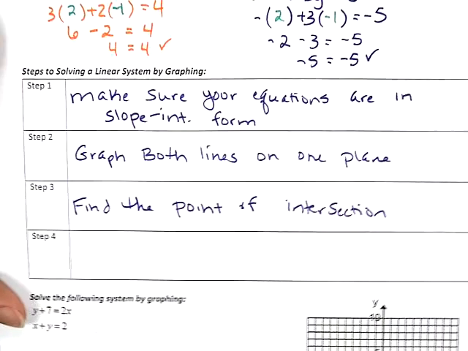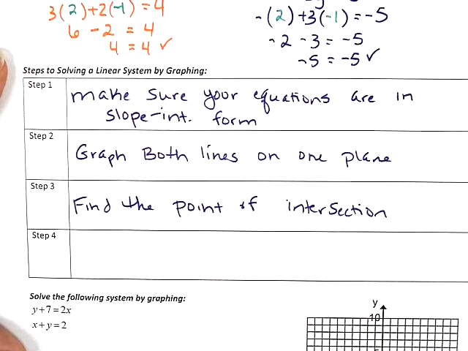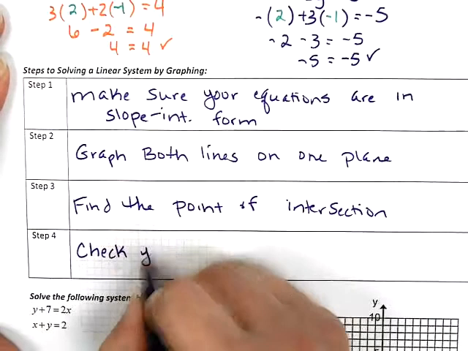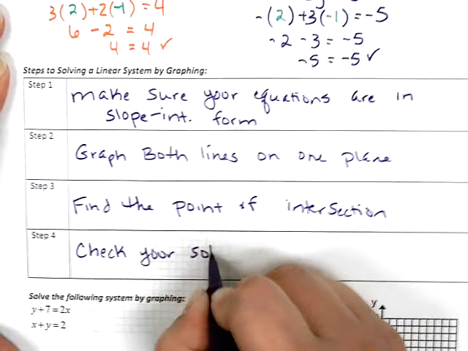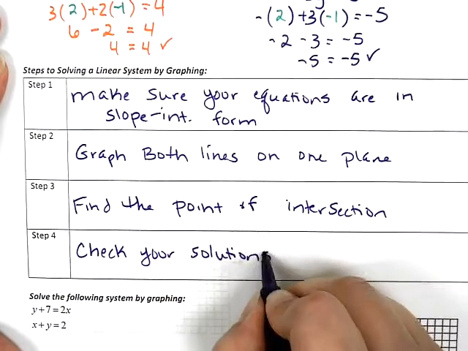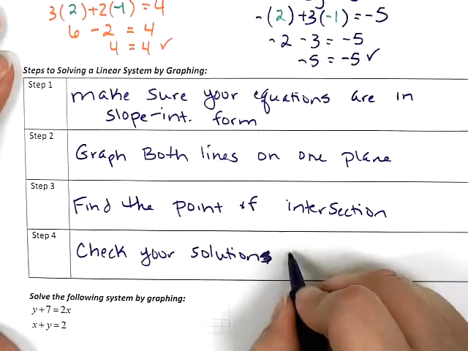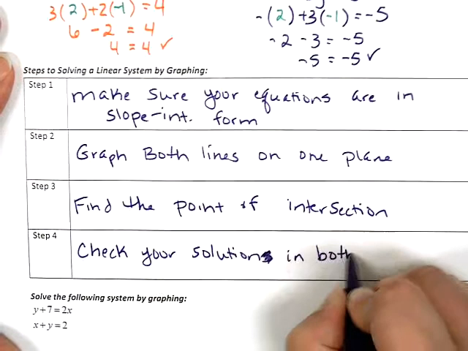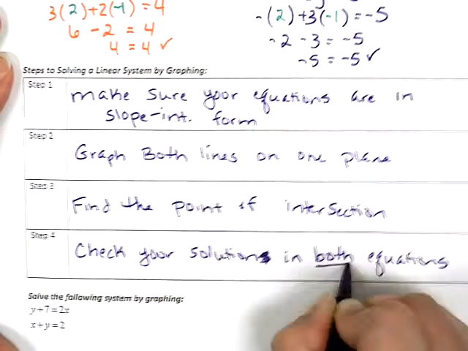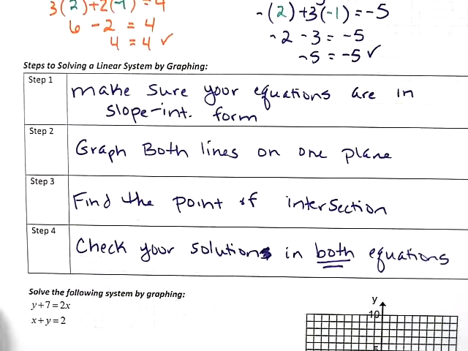And finally, step 4 is to check your solution in both equations. If you only check it in one, that's a problem. We have to check your solution in both equations, not just one of them. Okay. All right, let's try one.